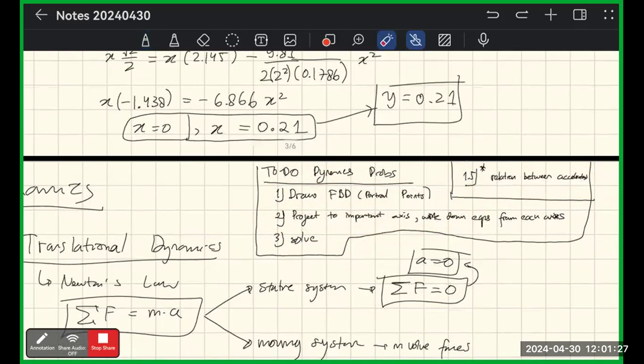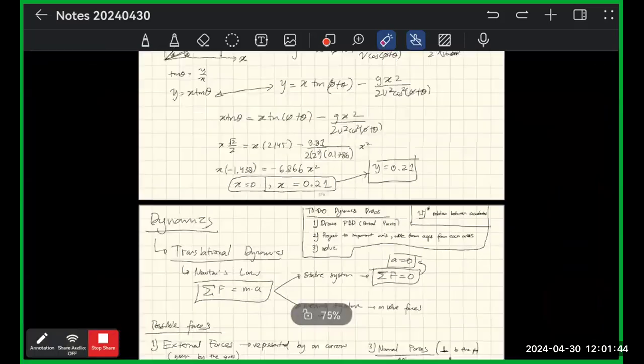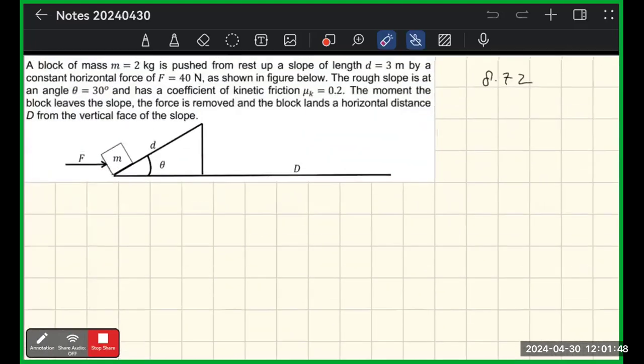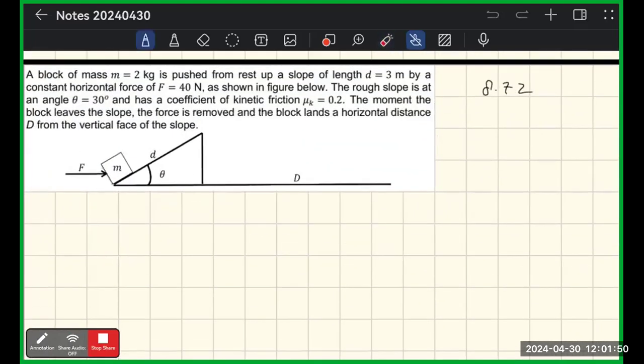Even if your drawing sucks, the lecturer or the grader will see the effort, and most of the time, depending on your grader, they will give you some marks, which I don't know how much. But yeah, you just try your best. So that's the three common basic rules to do a dynamics problem.